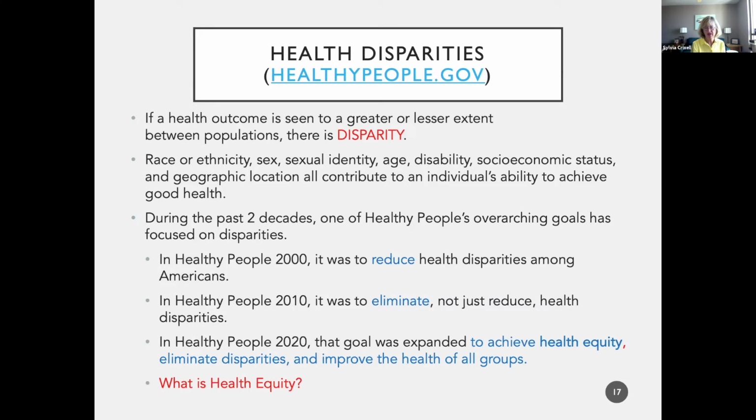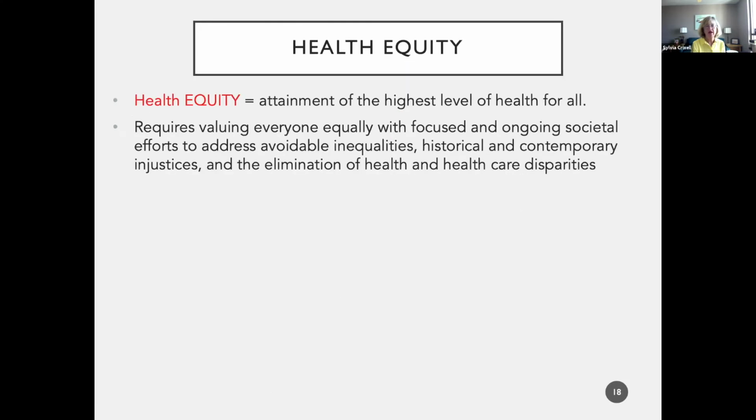Okay, so this next slide, we're going to talk about health equity. Health equity is the attainment of the highest level of health for all. That's our goal. And that means, in this case, the infant mortality rate would be as low as possible, and it would be the same for groups. So there wouldn't be a differential between groups, and everybody could achieve their potential. It requires valuing everybody equally with focused and ongoing societal efforts to address avoidable inequalities, historical and contemporary injustices, and the elimination of health and healthcare disparities.